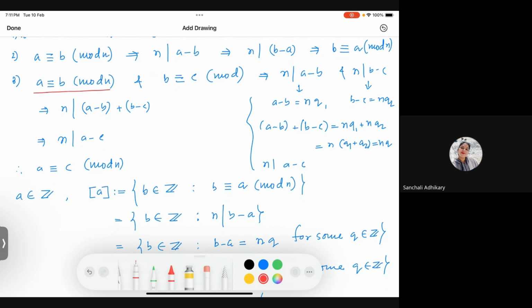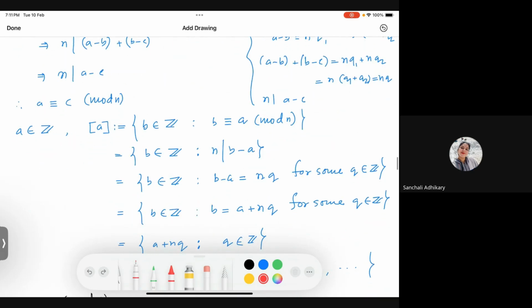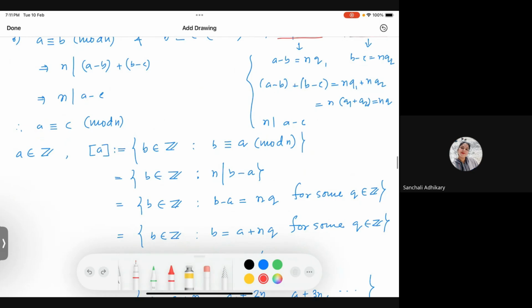If A is related to B and B is related to C, then A is related to C. How? N divides A minus B and N divides B minus C, so N divides the addition. If we add A minus B and B minus C, then we get A minus C. So this is an equivalence relation.